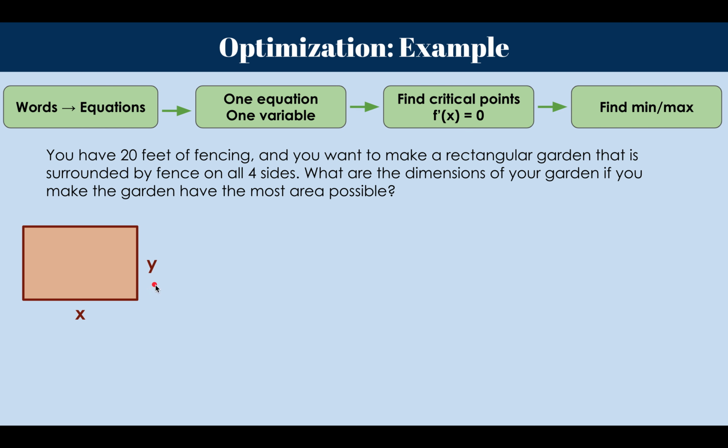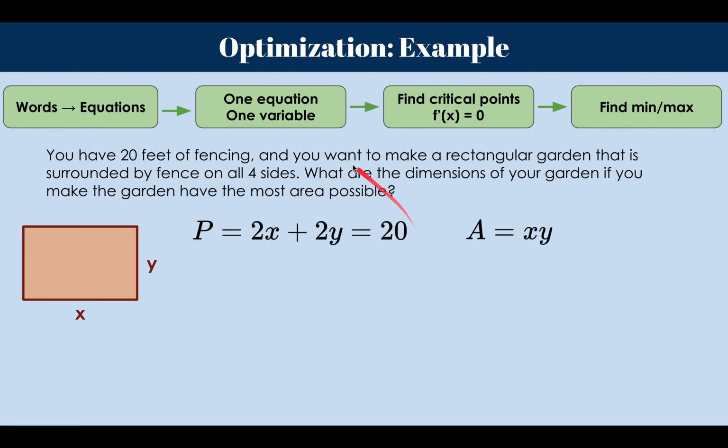We'll start off by writing our two equations, converting these words into equations. We know that the perimeter is given by 2x plus 2y, and it's also 20, which is given in our problem. So this is our restriction. This is what we're restricted to. And the value that we want to optimize is area. We can write our function A equals xy, which is the area that we're trying to optimize.